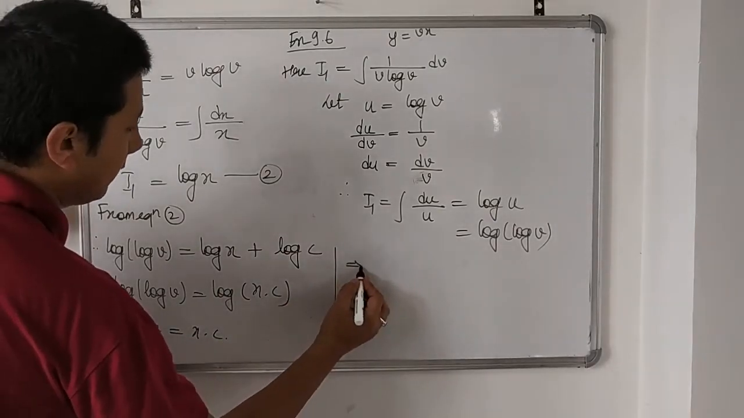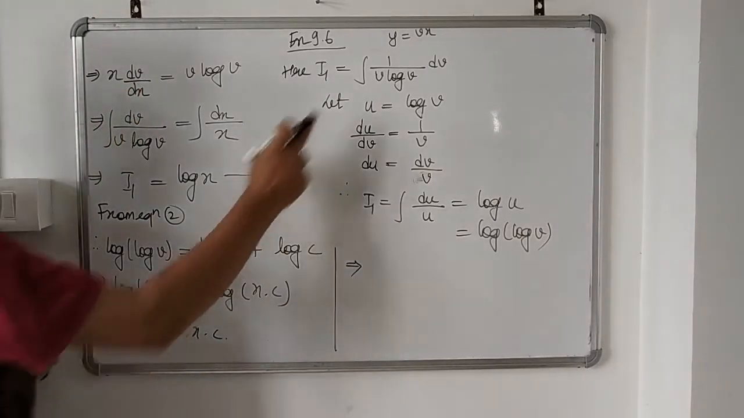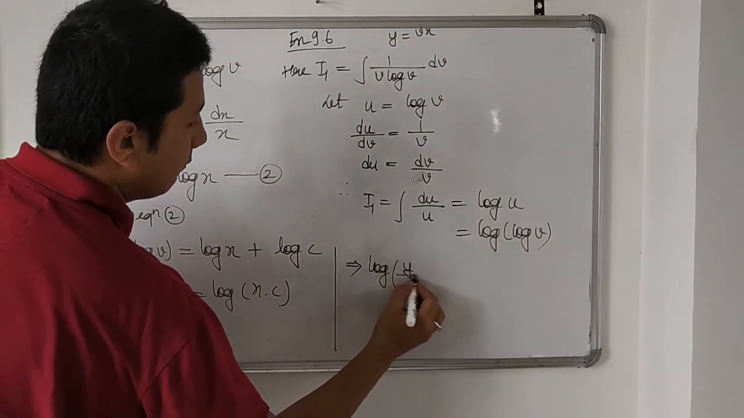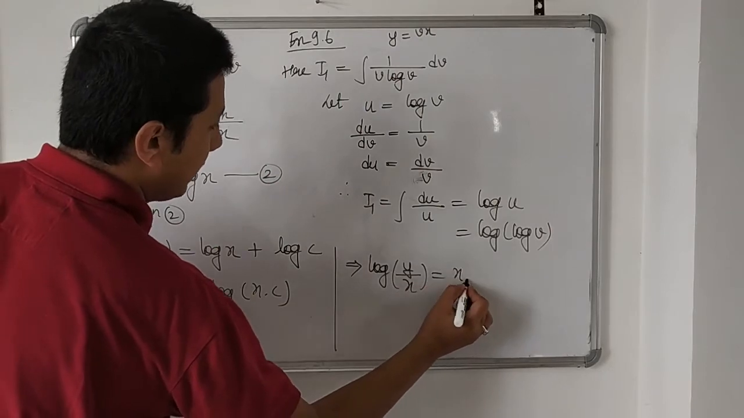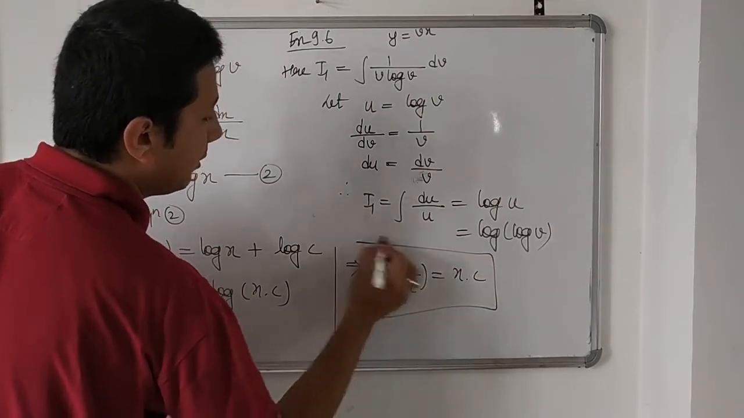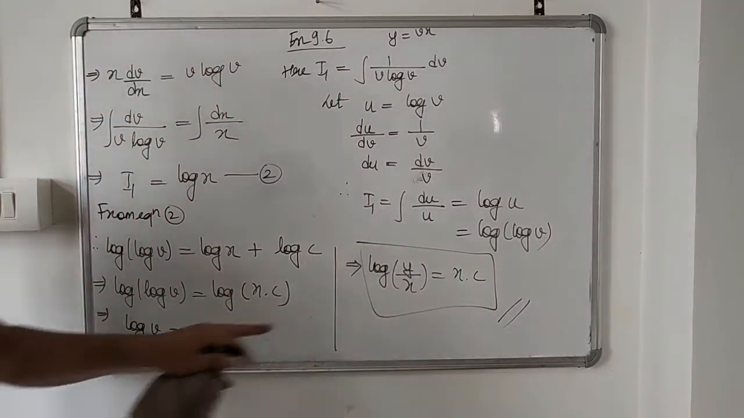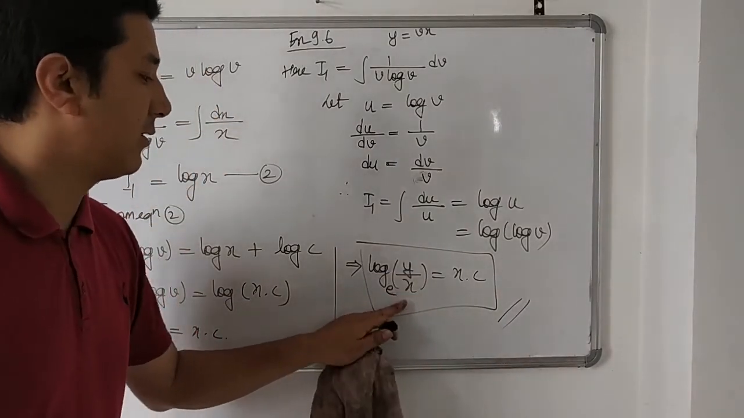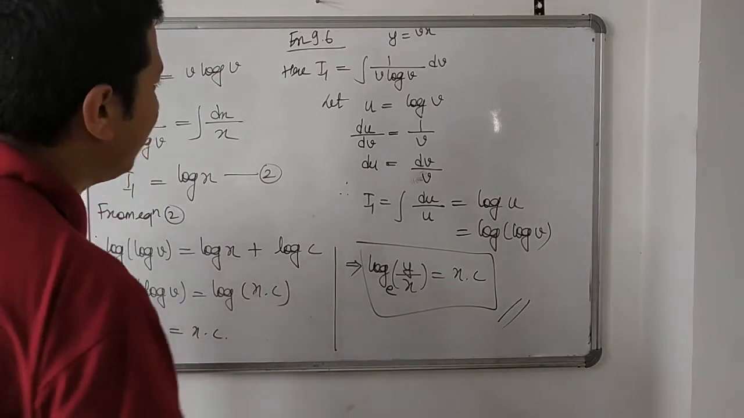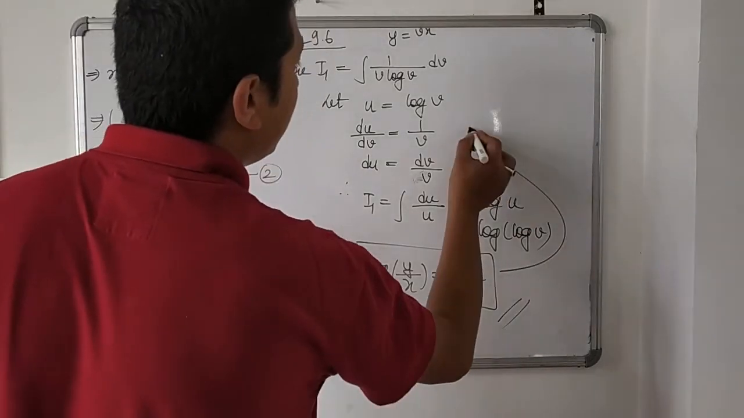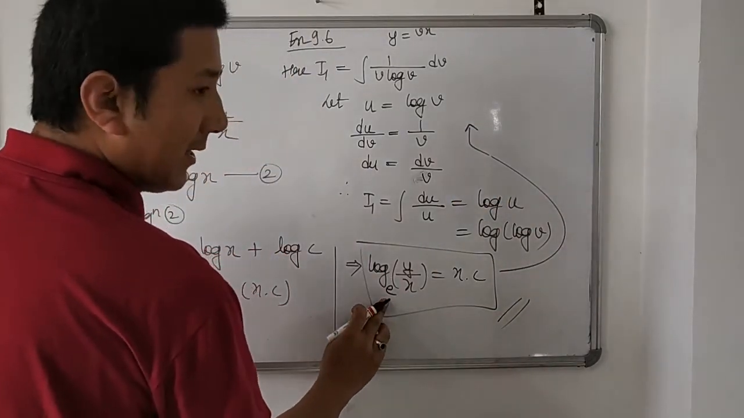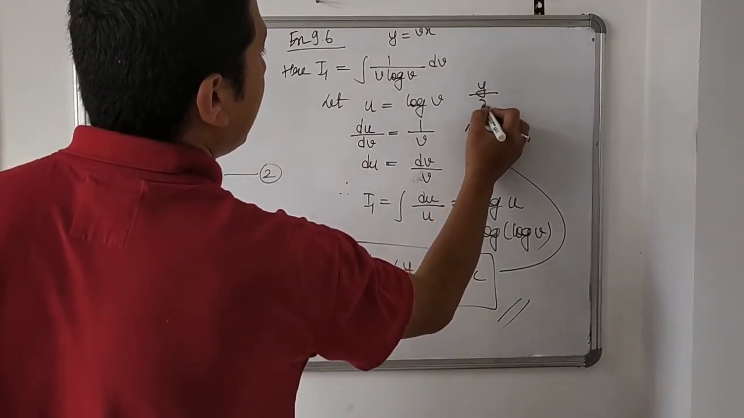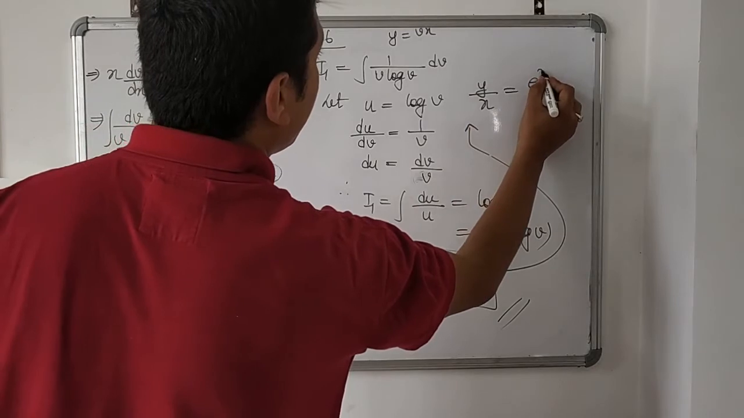Alright, so what was v? y by x. So y by x equals x into c. You can keep it till here, or you can also write it in exponential form. Log of y by x equals x into c means y by x equals e to the power xc.